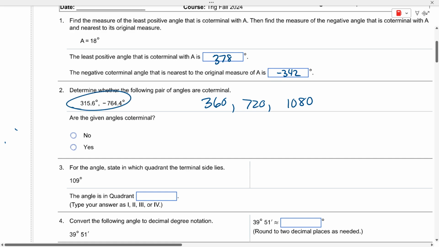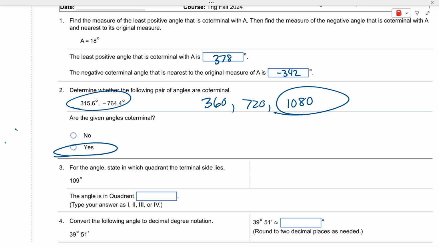So, how far apart are these two? How far apart are those two angles? So you take 315.6 minus a negative 764.4. What do you get? 1080, coterminal. Okay? So if they're 360 degrees apart or a multiple of 360 degrees apart, then they're coterminal.